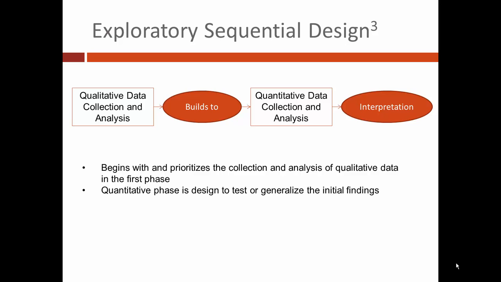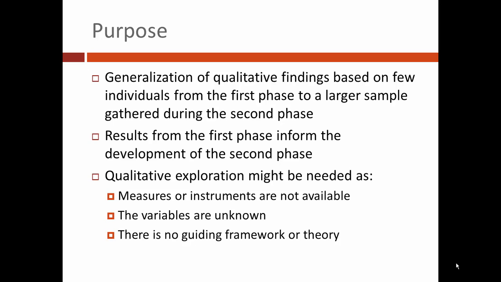Exploratory sequential design is actually the opposite to the explanatory one. This design prioritizes qualitative data collection and analysis and has it as a first phase. The quantitative data collection and analysis builds on qualitative findings and attempts to generalize them. This type of research design is appropriate when the researcher is interested in generalizations of qualitative findings that are based on only few individuals to a larger sample of data.